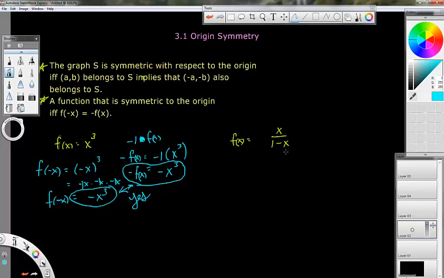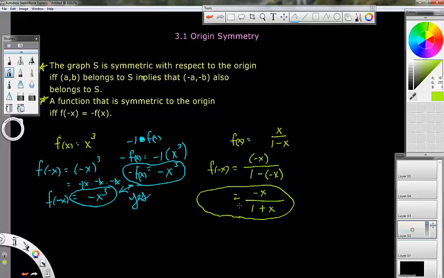But let's go over here and do it to this one. Let's check f of negative x on this. I'm going to plug in negative x everywhere I see an x. Now be super careful here. It's 1 minus negative x. Don't try to skip steps on these parentheses. That's super important. So this is going to equal, on top negative x, on bottom 1 plus x. And that's it. There is no more simplifying you can do. That is f of negative x. You can't cross these x's out. There's no way you can do that.